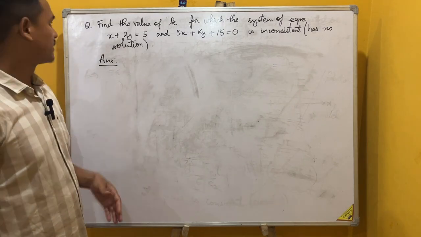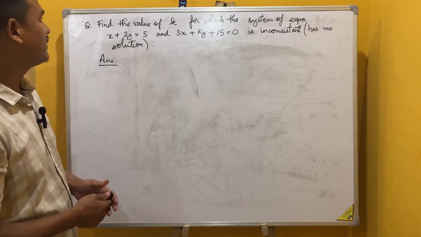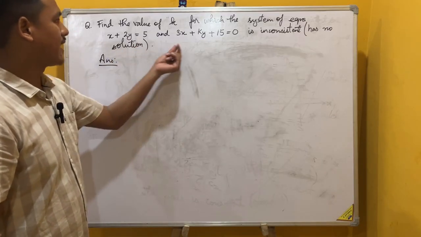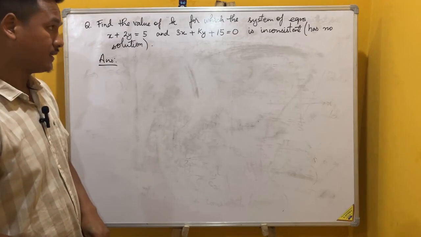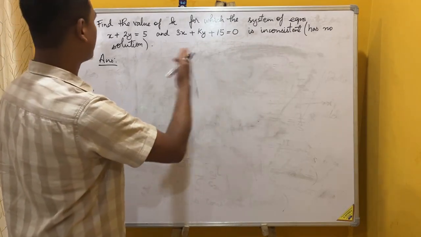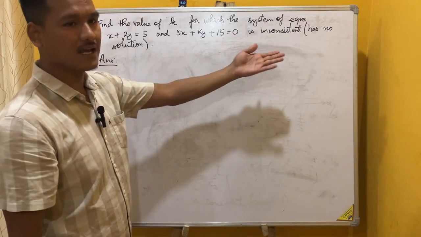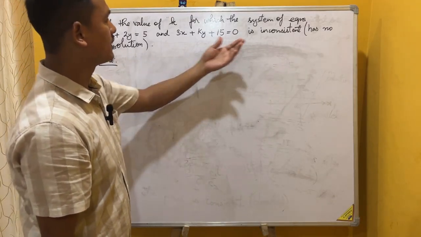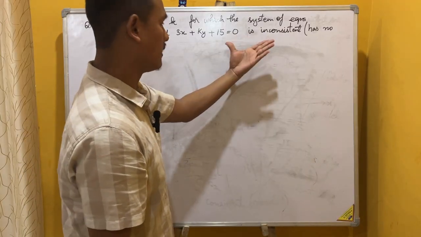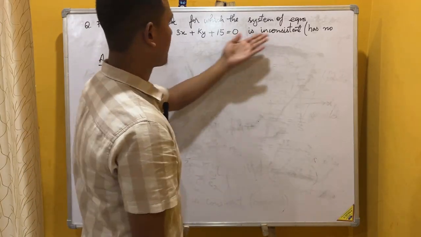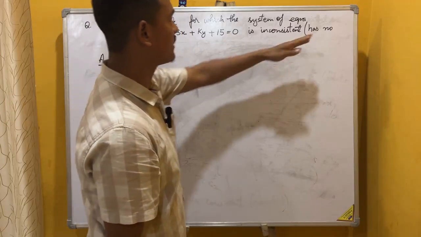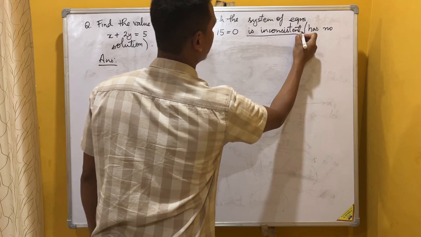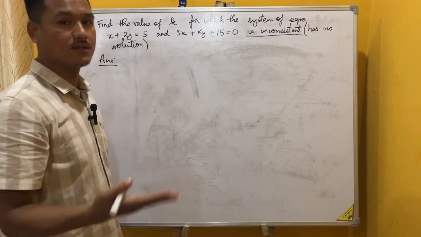Okay, now we will solve this question. It says find the value of k for which the system of equations this and this is inconsistent. In the bracket it's written has no solution. Inconsistent and has no solution mean the same. So sometimes instead of is inconsistent, you can see has no solution, or instead of has no solution, you may see this in the question. But remember, both mean the same.